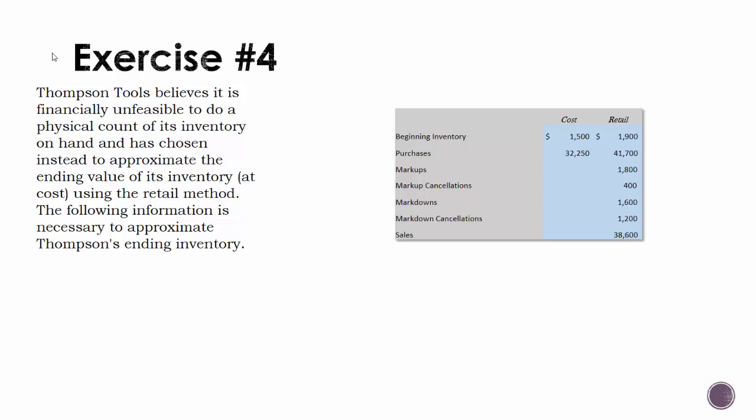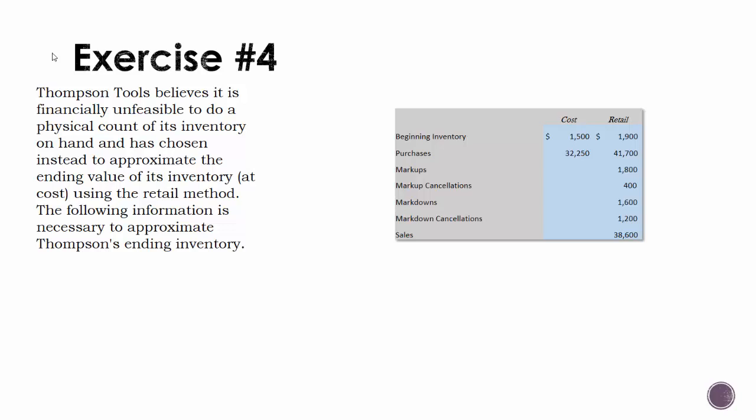They purchased $32,250 worth of inventory during the period, and that inventory intends to sell for $41,700. They marked up inventory during the period, so they raised the price temporarily, trying to maximize their revenues. They had $1,800 in markups. That period ended and they had to cancel some of those markups, so they canceled $400 worth.